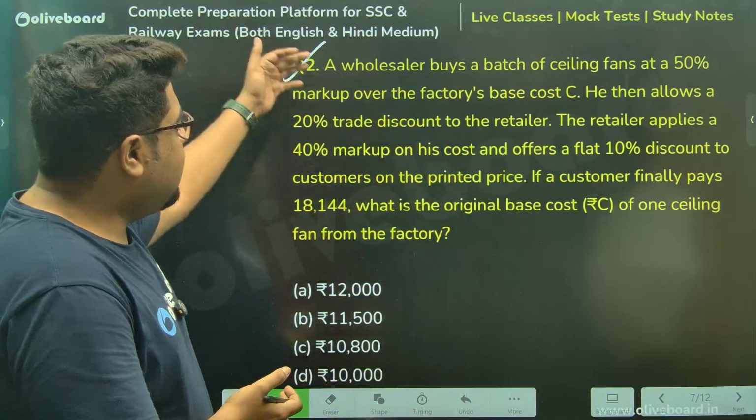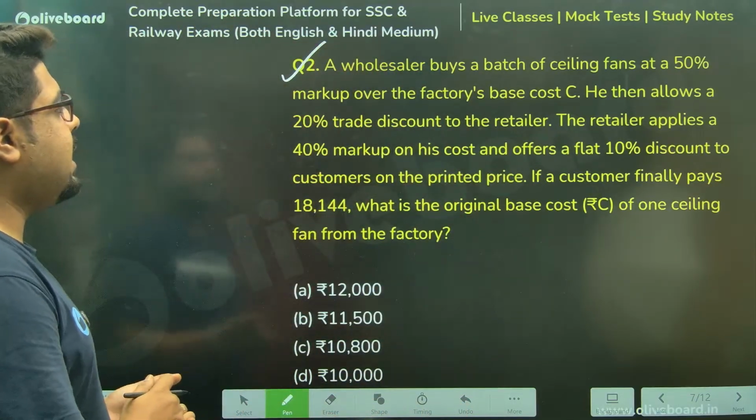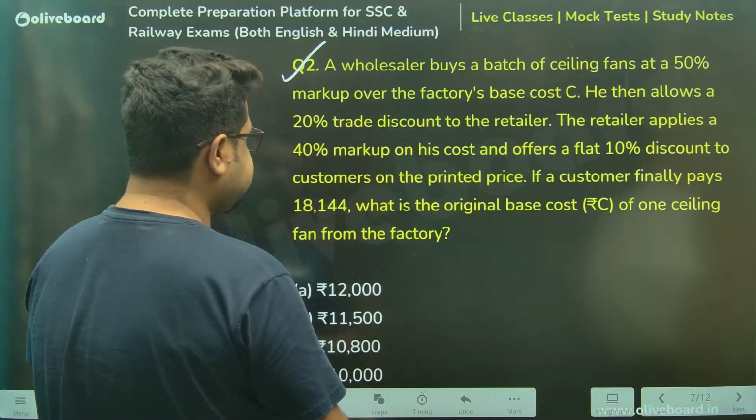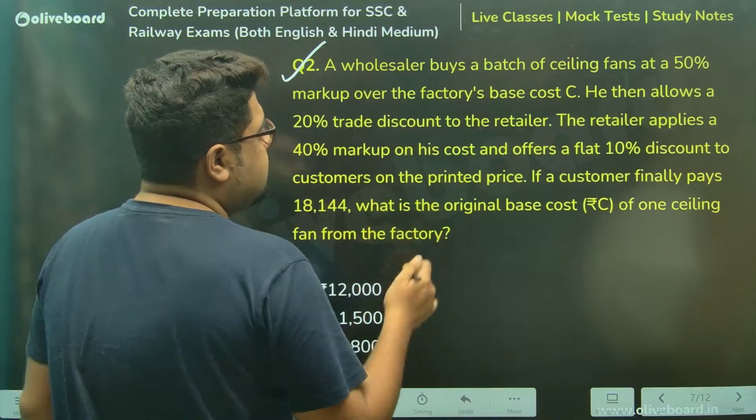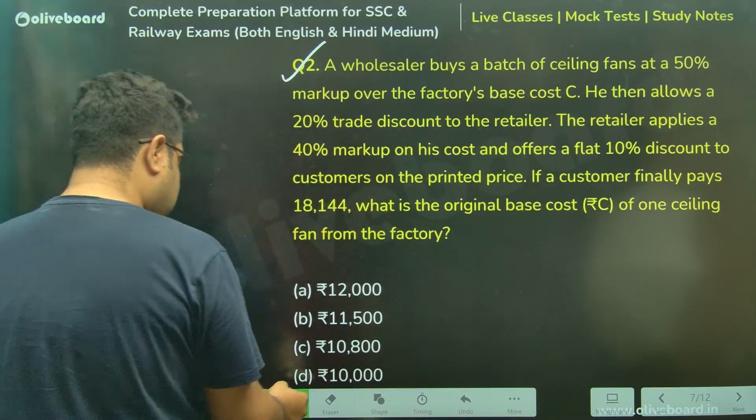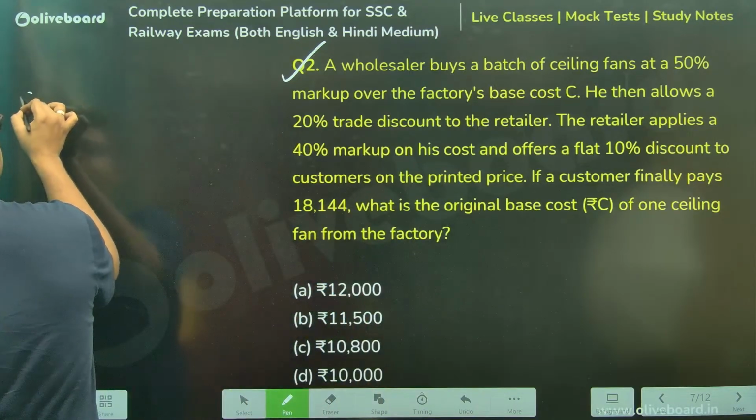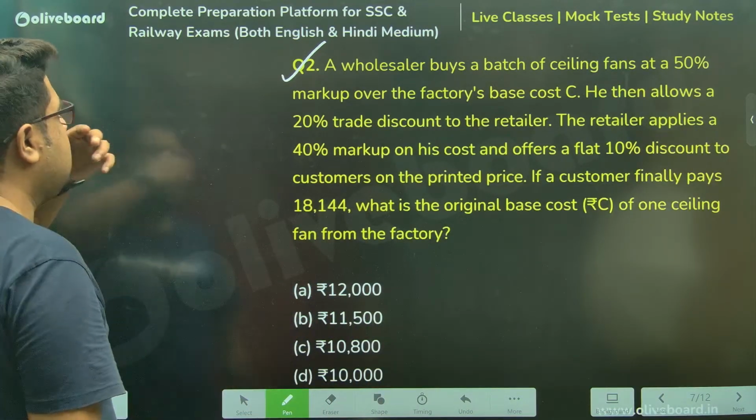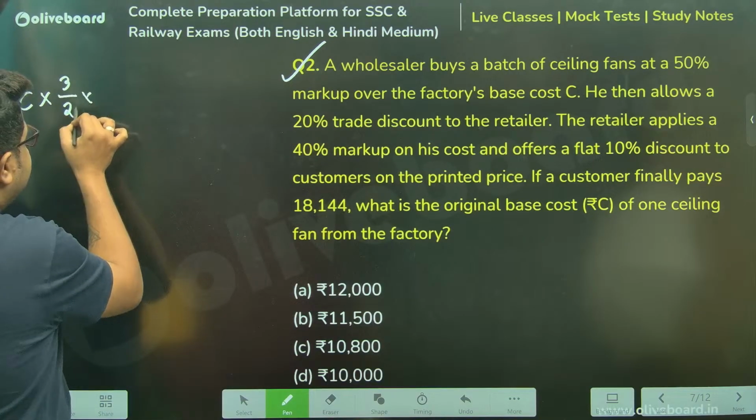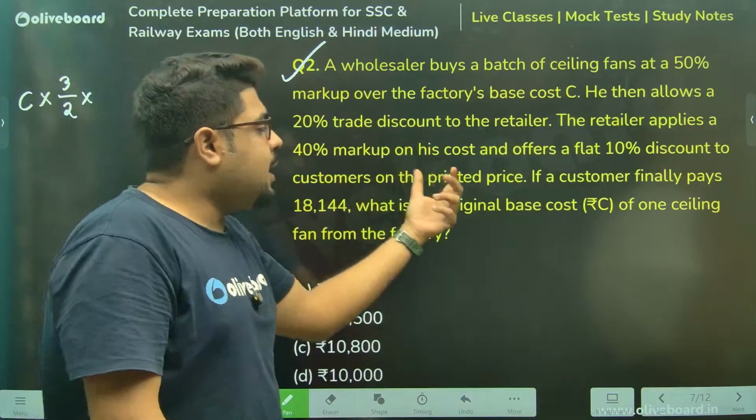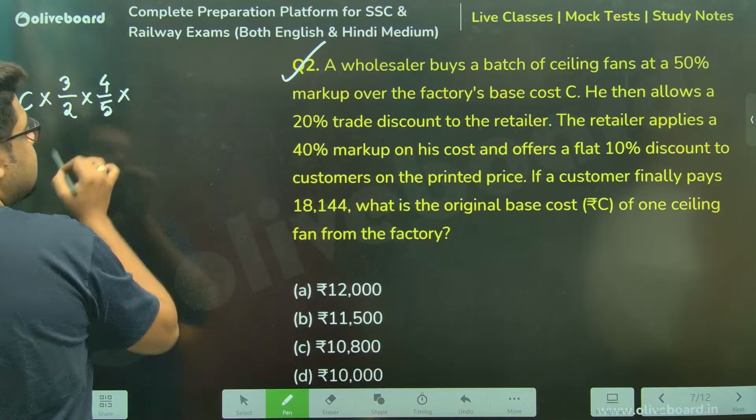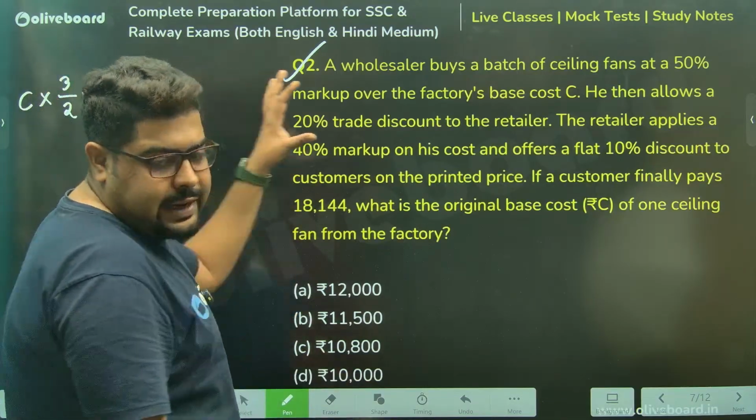Simple. A wholesaler buys a batch of ceiling fans at a 50% markup over factory base cost C. Okay. So then he allows a 20% discount. Then the retailer does this. Acha, sir, go with the story. C was the factory price. On that, he got it at a 50% markup. 50% markup meaning 3 by 2, 150%. Then he allows a 20% trade discount. 20% discount meaning 4 by 5, 80%. This is the price at which the retailer buys this.